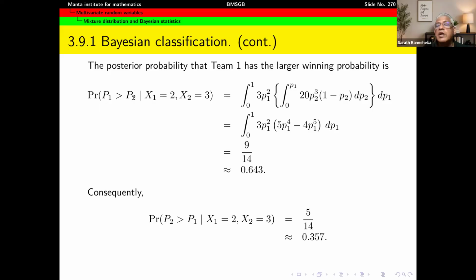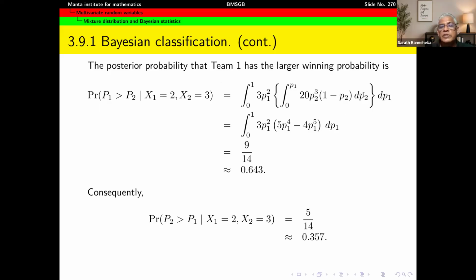Of course, here we have to get the joint density of P1 and P2, the joint posterior density. But we can obtain it easily because P1 and P2 are independent. Therefore, the joint posterior density will be equal to the product of the individual posterior densities, right? So in order to get this probability, we have to integrate the joint posterior density of P1 and P2 with respect to P1 and P2, like this.